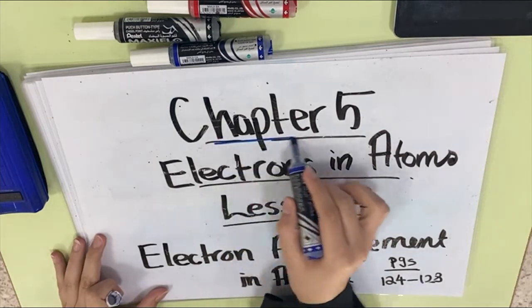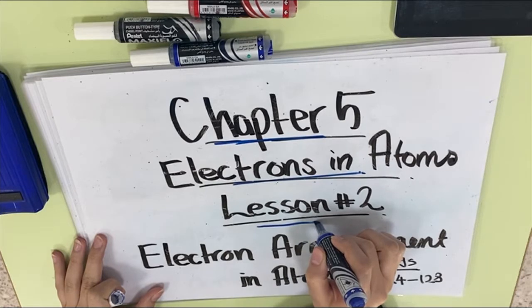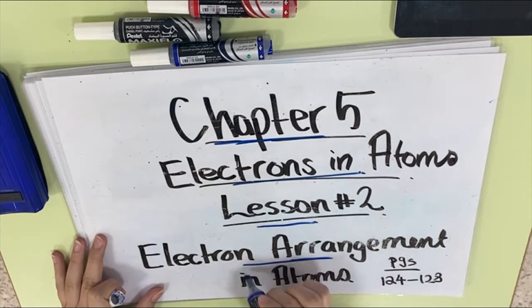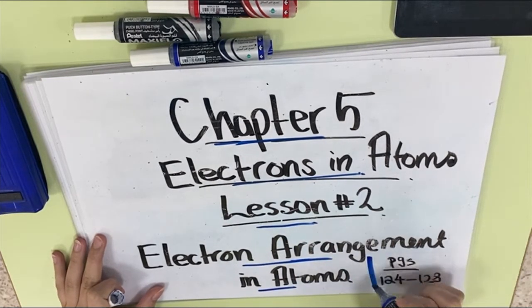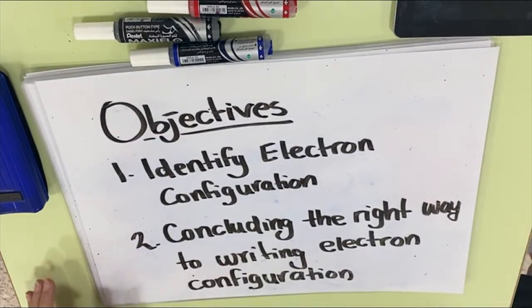We will be starting chapter 5, Electrons and Atoms, lesson 2, so 5.2, Electron Arrangements in Atoms. We will find it in our textbook, pages 124 to 128.